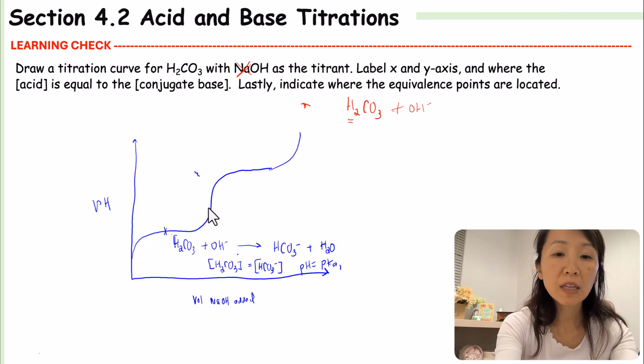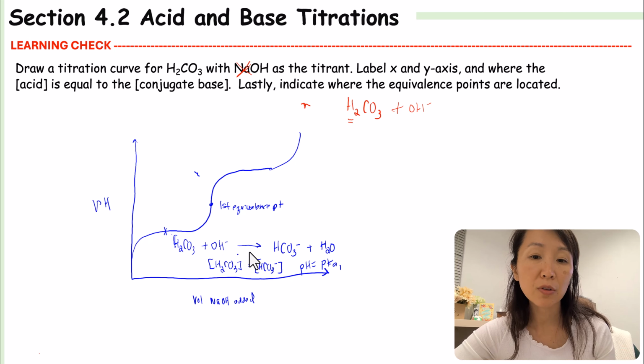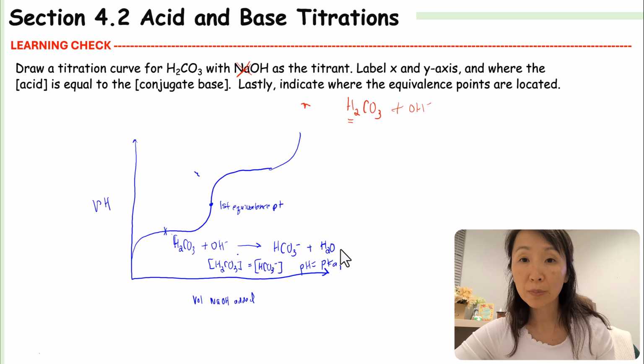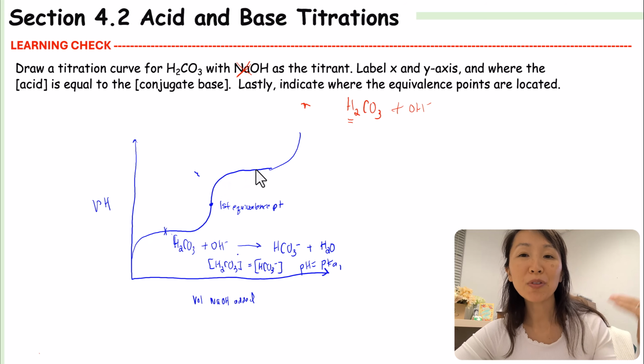Then we go up and up and up towards this area. That's your first equivalence point. This is where you no longer have H2CO3, you only have HCO3 minus and water. But more and more base is being added, and we're going in this direction. Can you label the rest? See if you can do it and come back.